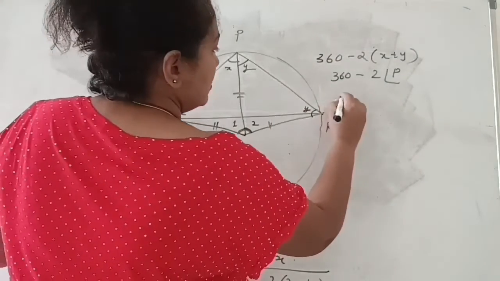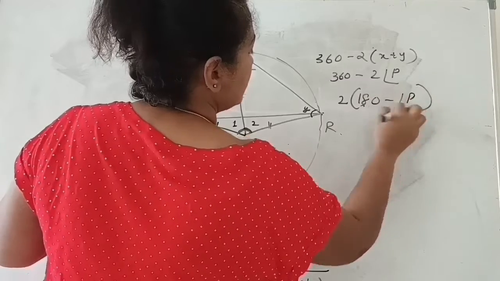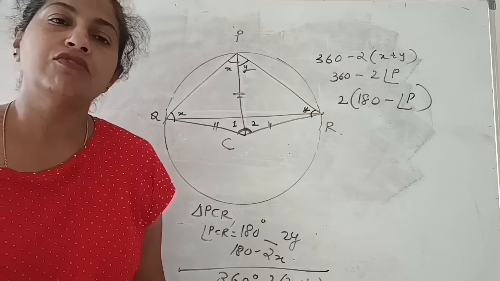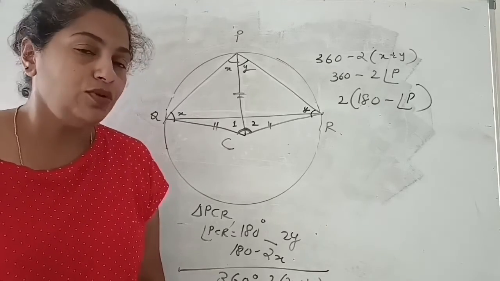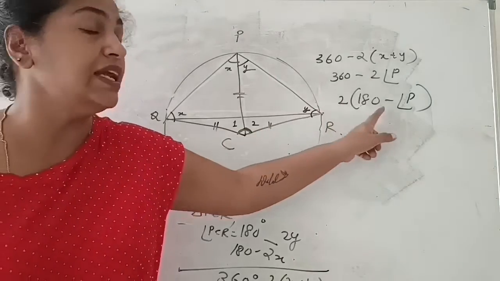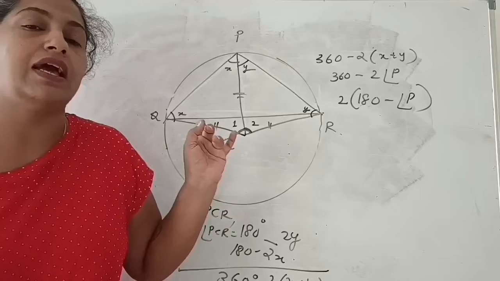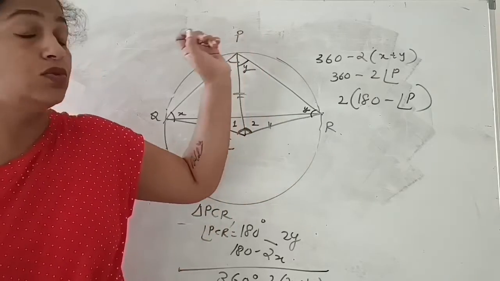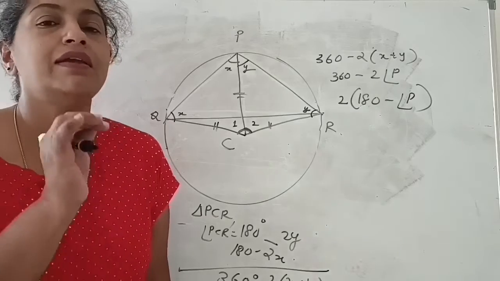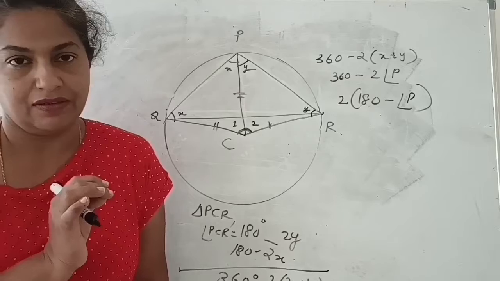Now, let me write it in a better way. This is equal to 2 into 180 minus angle P. So you can see that in an obtuse angle triangle, this particular angle is equal to 2 into 180 minus angle P, whereas in an acute angle triangle, that particular angle is equal to 2 times this value. Now let us move on to the right angle triangle and its circumcenter.